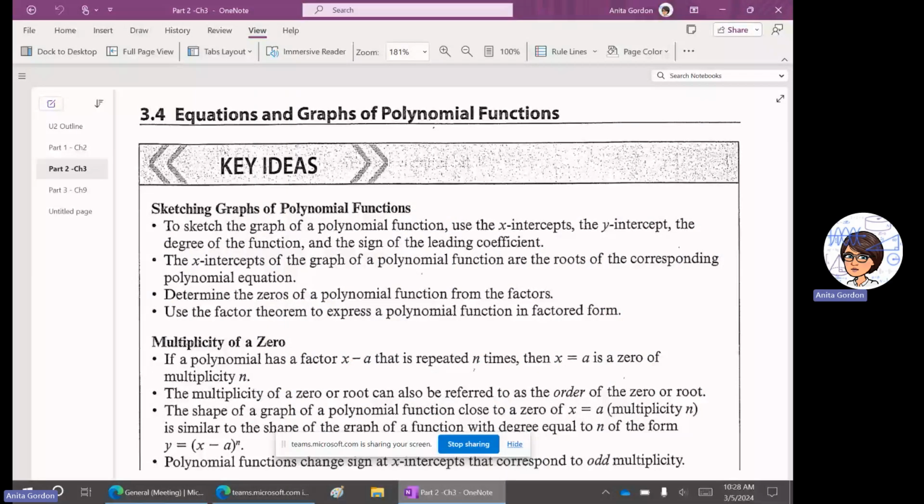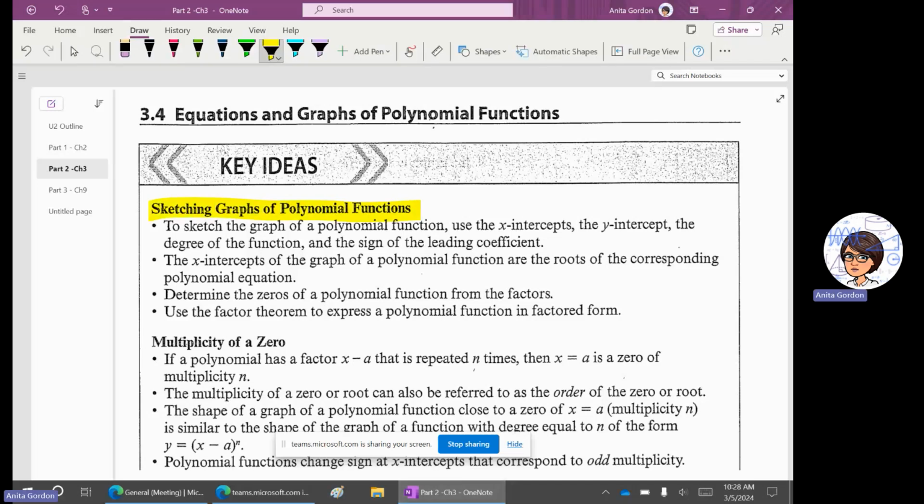In this lesson, we're going to be learning how to sketch a graph of a polynomial using the key features of the equation. Some key things we need to know when we are sketching the graph: we will use the x-intercepts and the y-intercepts, the degree and the sign of the leading coefficient in order to draw our key points. Remember, our x-intercepts are also called our roots, or what makes the polynomial 0.